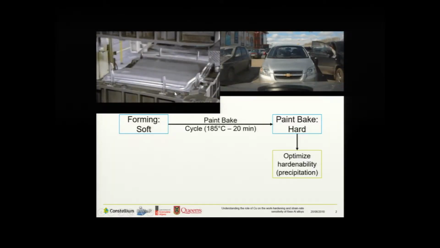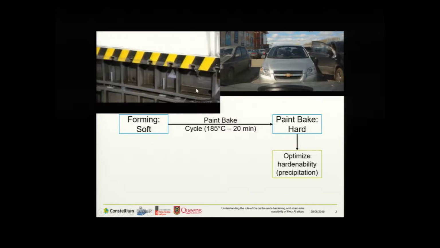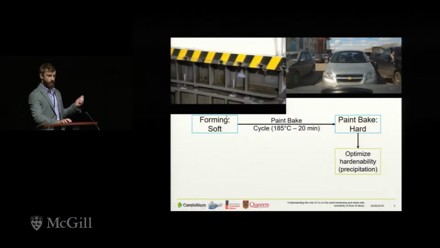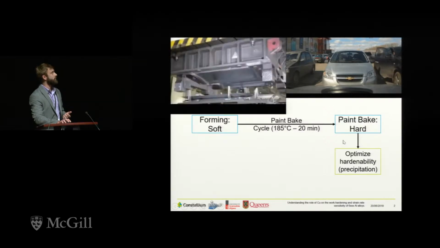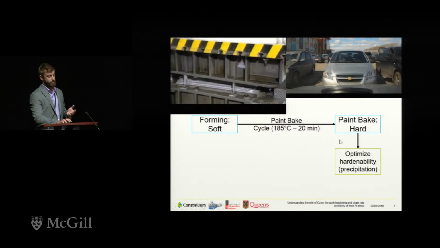However, when you actually have the products in service, if your child or you open the car door carelessly and hit another car, you don't want to give it a dent. So you really have this dichotomy between when you actually make the door, you want it to be soft. However, once it's in operation, after the paint bake cycle, you want it to be hard.